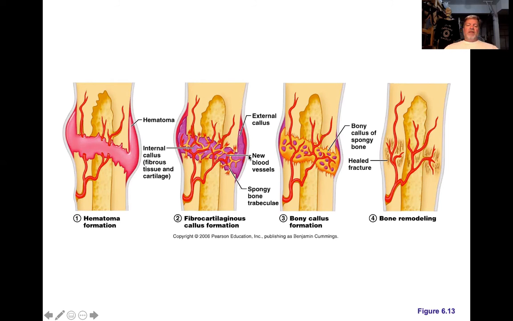As the new blood vessels form, we're going to eventually change that callus, that fibrocartilaginous callus, into a bony matrix, like what we saw in endochondral ossification. We'll cavitate out one, we'll put the bone in the other. And the bony callus is going to take place, and then you can see down here that we've got a healed fracture. Okay, so those are the steps to healing a broken bone.